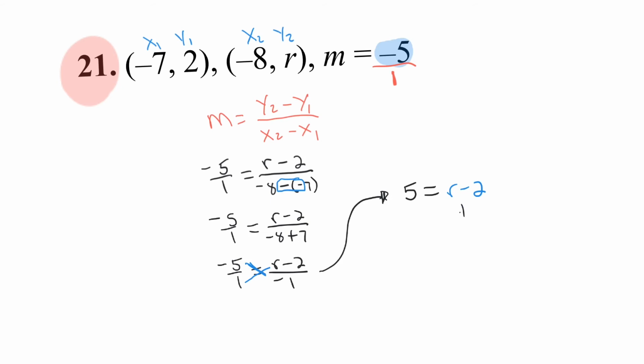Now you're going to add 2 to both sides because you need to get r by itself. 5 plus 2 is 7 equals r, or you can say r equals 7. So that is my value for r for question 21.